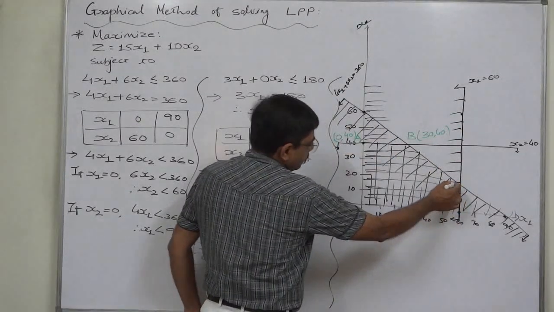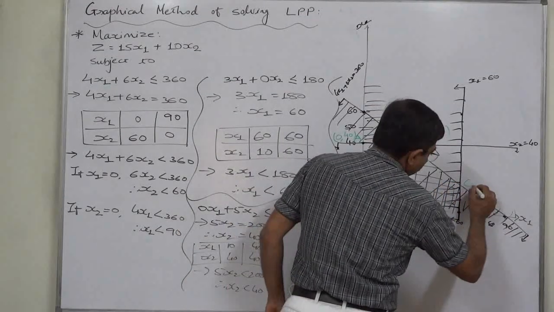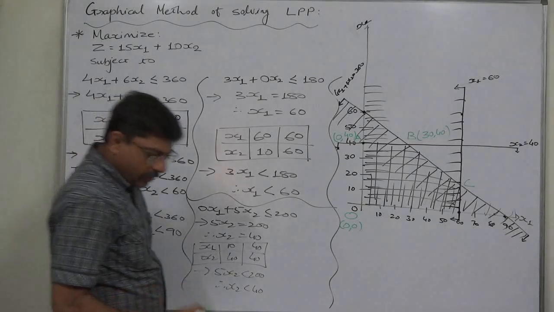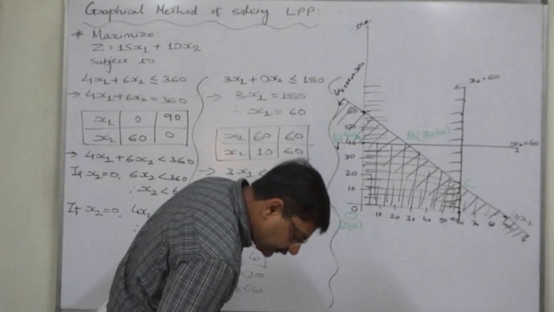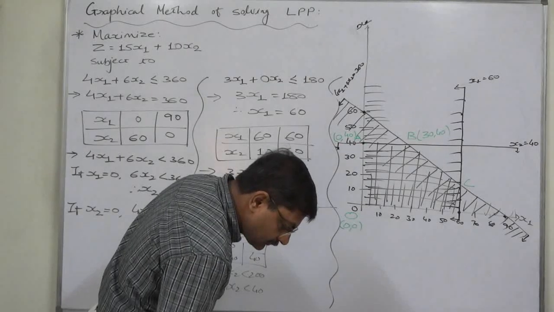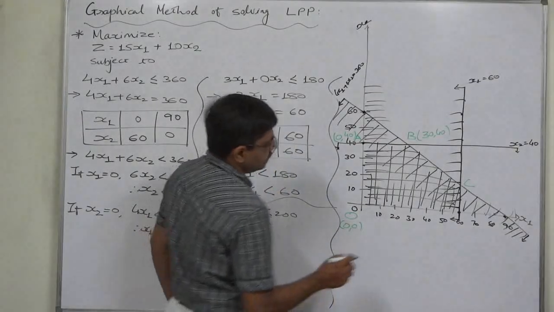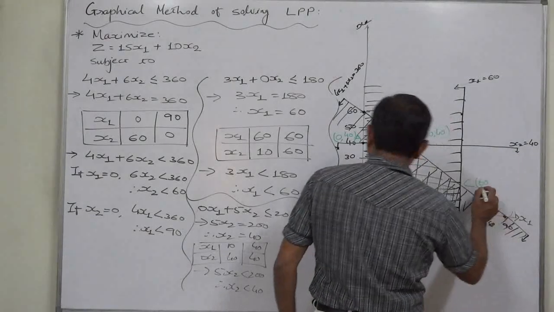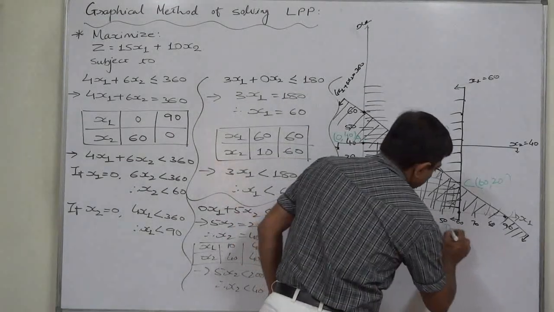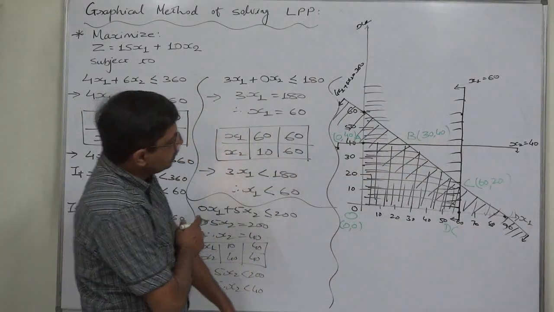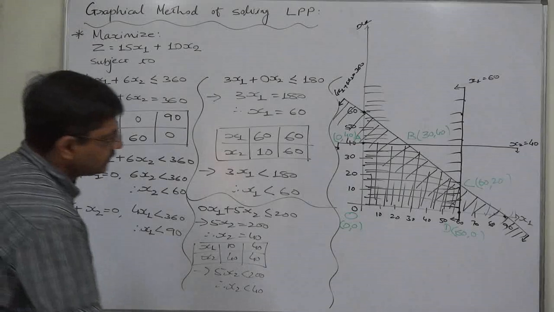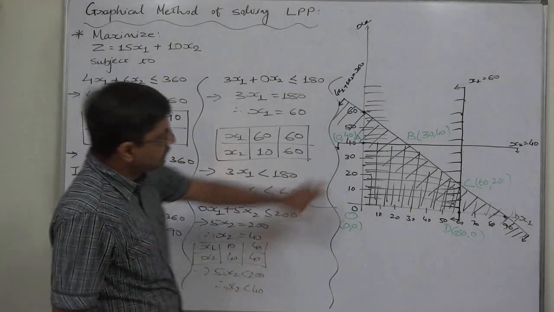This is another point of the common region, the feasible region, a convex polygonal region. This is C, and at point C the coordinates are 60 and 20. x1 is 60, x2 is 20. And this is the last, say D. At D, x2 is 0 and x1 is 60. These are the 5 vertices or corner points of the feasible region.